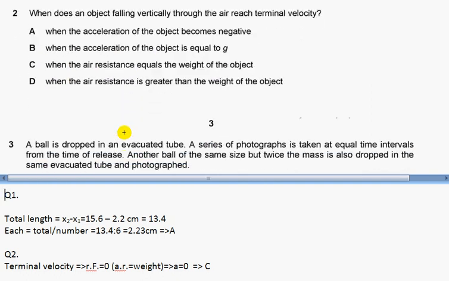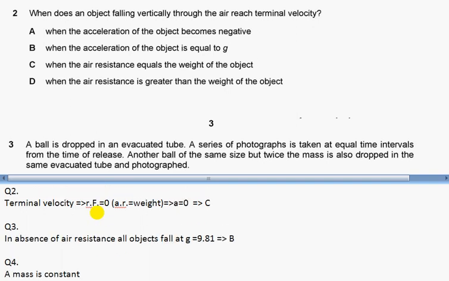Next question, question 2. When does an object falling vertically through the air reach terminal velocity? Terminal velocity means that resultant force equals 0, air resistance equals weight, acceleration equals 0. So, when acceleration of the object becomes negative? No, it should be 0. B. When acceleration of the object equals g? No, it should be 0. When the air resistance equals the weight of the object, yes, that's right. When the air resistance is greater, no, that's not right.